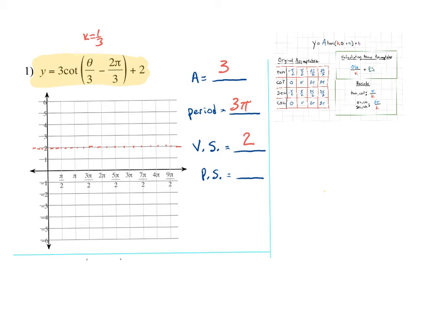And then the phase shift. The phase shift for this graph is going to be 2 pi over 3, positive 2 pi over 3, divided by 1/3. That's going to be a positive 2 pi, because c here equals negative 2 pi over 3. We do the opposite of c divided by k, and we end up with, as I mentioned, 2 pi. So in particular, we have a phase shift of 2 pi and a period of 3 pi. That's going to be important.